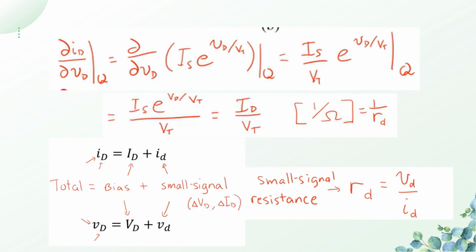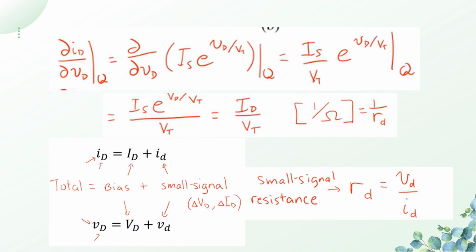So we are going to find dou ID by dou VD ratio. So we know that the diode current ID is equal to IS into e power VD by VT, where IS is the reverse saturation current and VD is the diode voltage and VT is the thermal voltage. So now we are going to differentiate this equation with respect to VD. So while differentiating, IS is a constant and the differentiation of e power VD by VT is e power VD by VT into 1 by VT. So when rearranging this equation, we will get IS into e power VD by VT divided by VT.